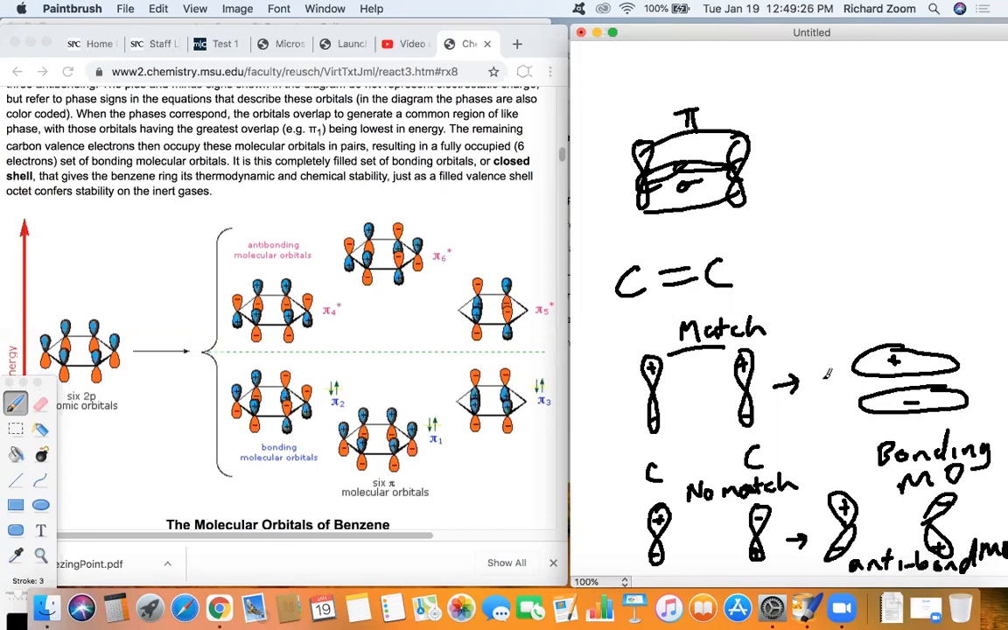Now what we know about these is that the anti-bonding is a whole lot higher energy than the bonding. So this is a good situation, and this one is a bad situation down here.